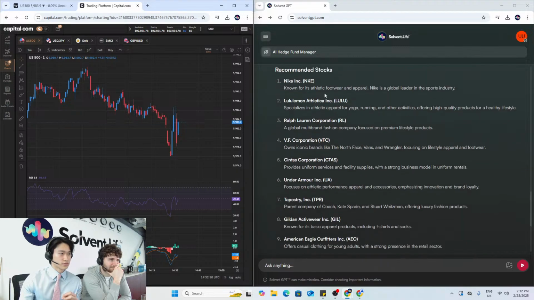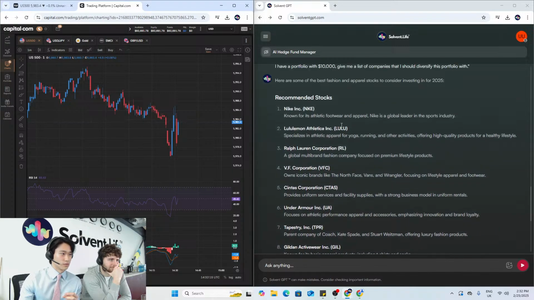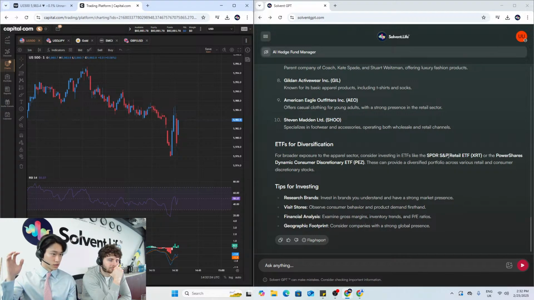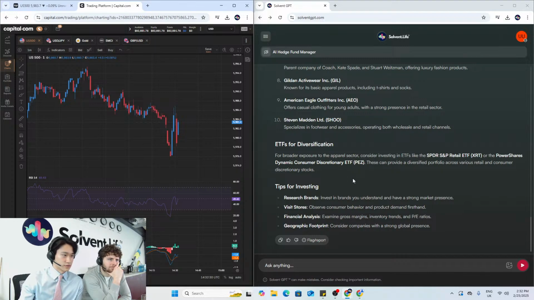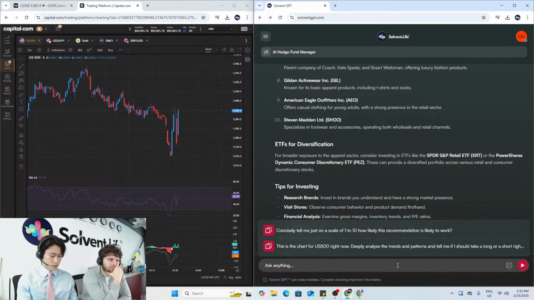So recommended stocks: Nike, obviously, Lululemon, Ralph Lauren. These are all very well-renowned brands that we have here. ETFs for diversification, so it's recommended SPDR, which is a retail ETF, and PowerShares Dynamic Consumer Discretionary. Tips for investing: research into brands with strong market presence. That does make sense. All right, so US 500 shooting upwards. It's going up.